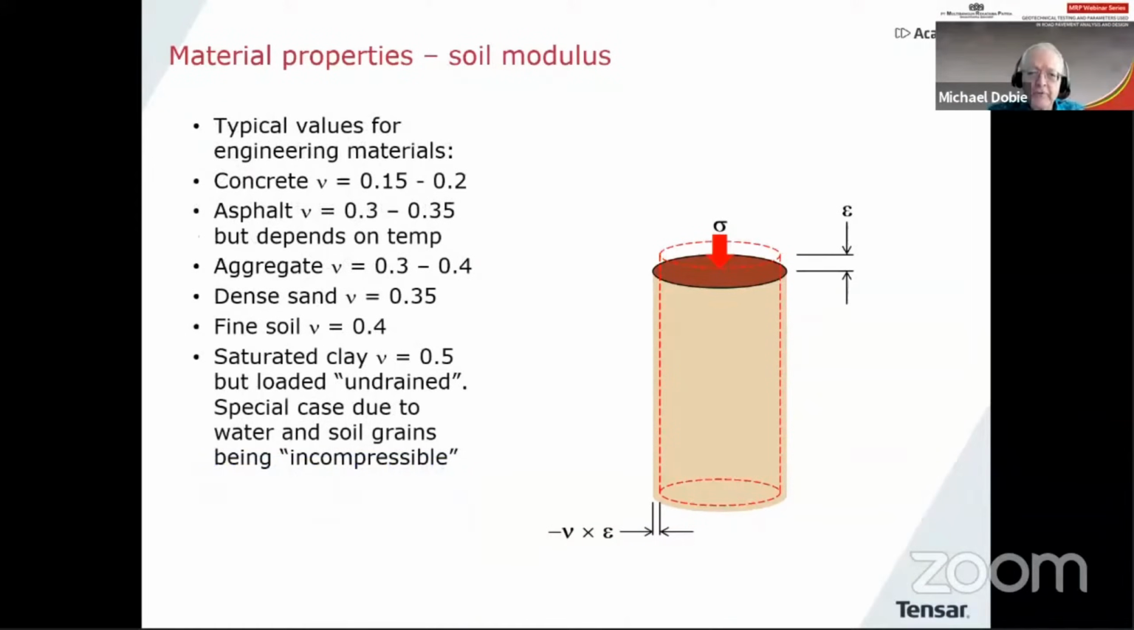When it comes to other engineering materials, concrete, asphalt, aggregates, dense sand, fine sand, I've listed some typical ranges of the Poisson's ratio there. Particularly in saturated clay, because in the undrained condition we assume no movement of water out of the clay sample, Poisson's ratio is normally assumed to be 0.5 in that case.